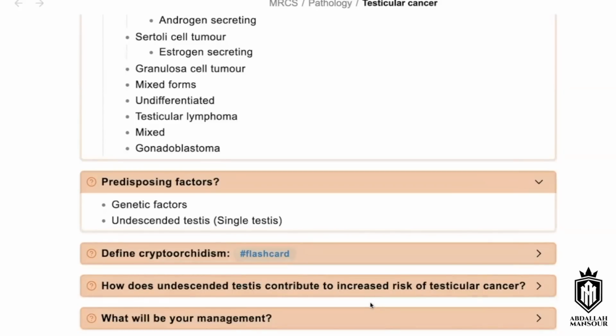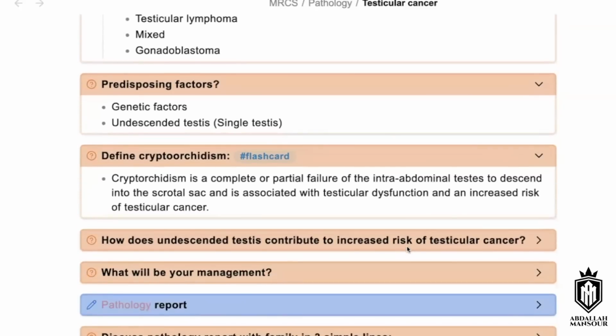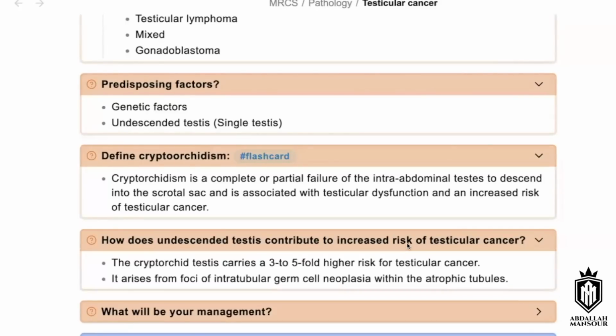Okay, how would you define cryptorchidism? This is a failure, it could be complete or partial, of descent of the intra-abdominal testis into the scrotum. Yeah, so it's complete or partial failure of the intra-abdominal testis to descend into the scrotum. Well done. How does undescended testis contribute to the risk of testicular cancer? It is about 3 times the risk of developing testicular cancer.